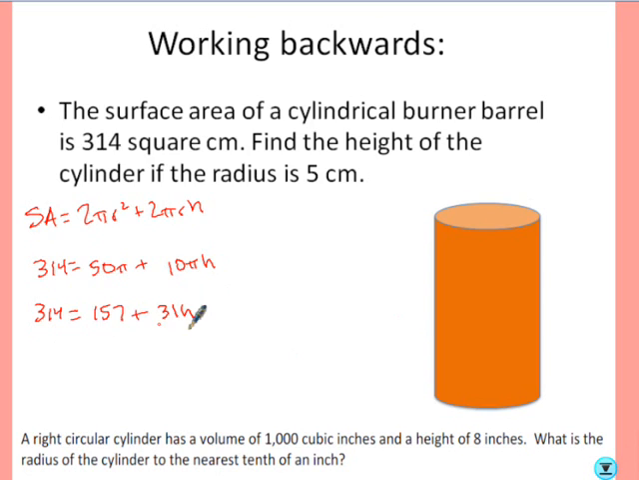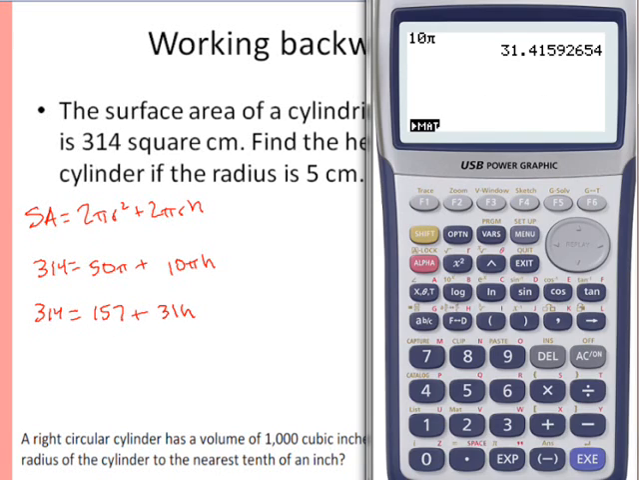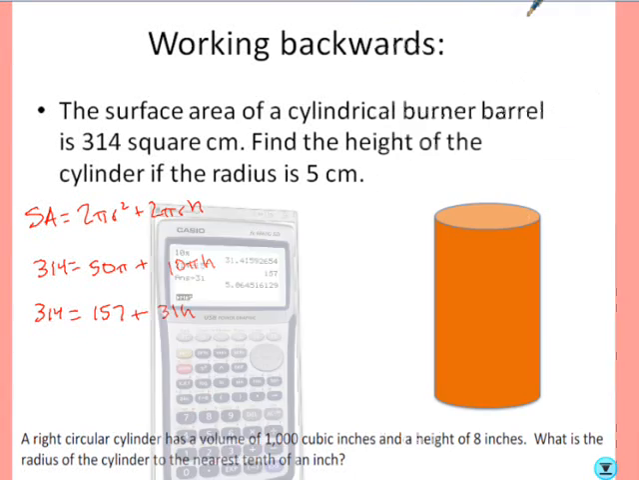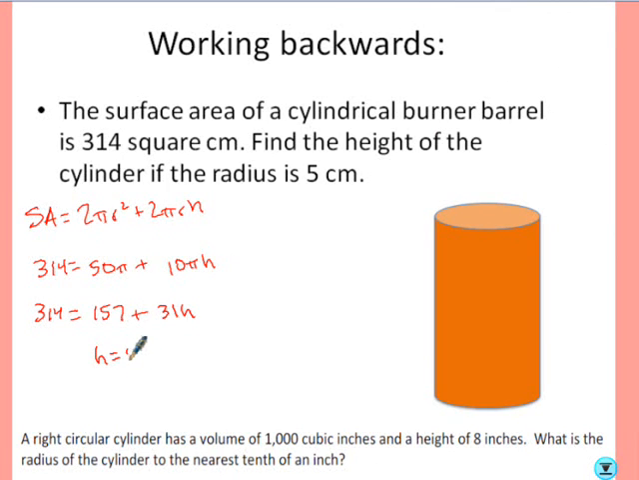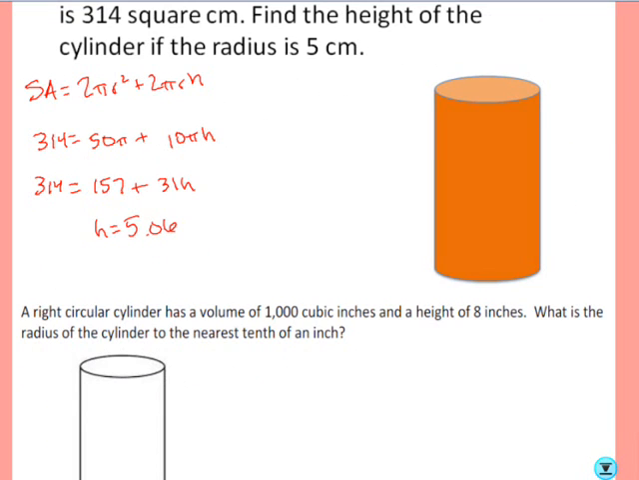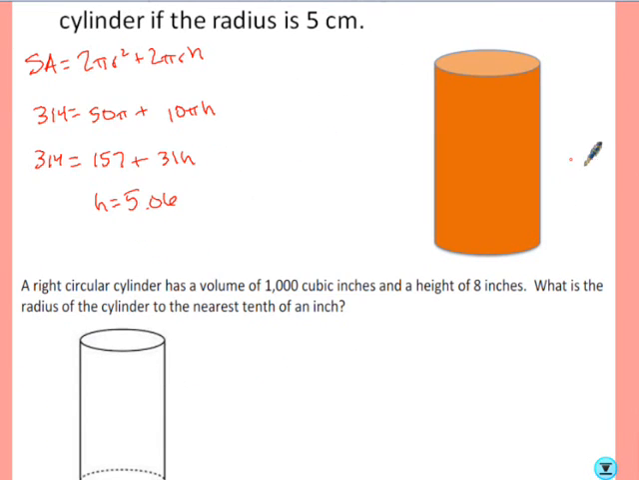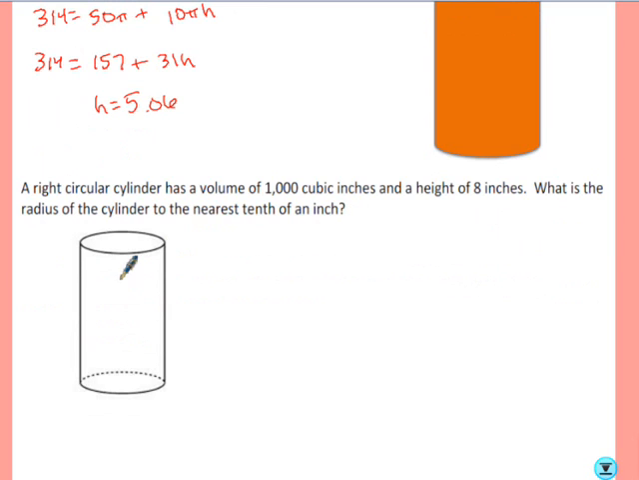Alright, so now I'm going to subtract. We have 314 minus 157. I get 157. I'm going to divide that by 31, and I get roughly 5.06 for the height. And again, I did a lot of rounding there to the whole numbers. Then I gave my answer to the hundredth, just trying to change it up so we see different things. Let's see, our right cylinder has a volume, so I go to my volume formula. The volume is pi r squared h.